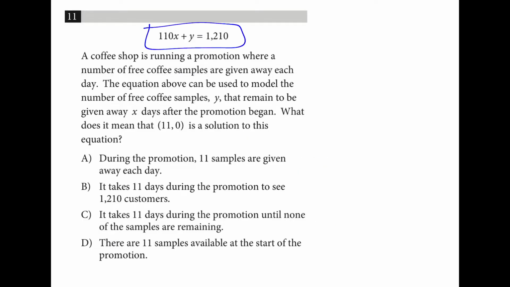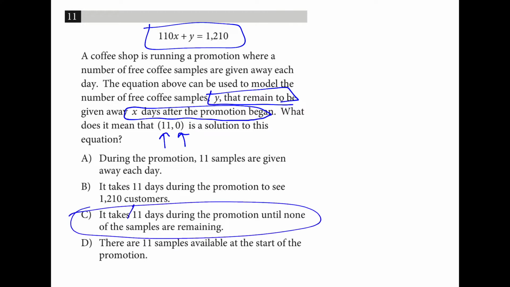So in this equation, which is about a coffee shop promotion giving away samples, X is the number of days after the promotion began, and Y is the number of free coffee samples that remain. So if we plug in 11 for X, that means we're looking at 11 days after the promotion, and we're giving away 0 samples. C is the only one that has 11 days and no samples.